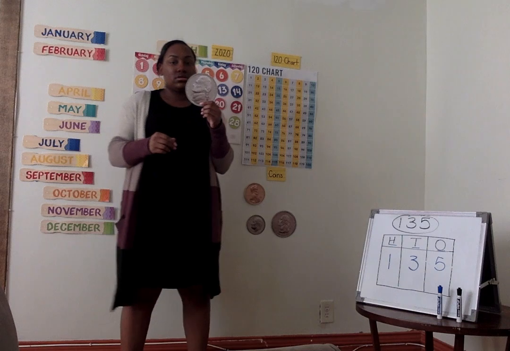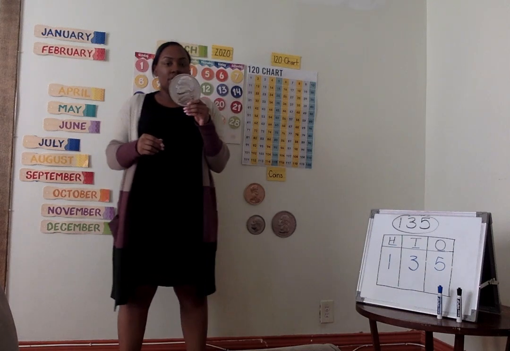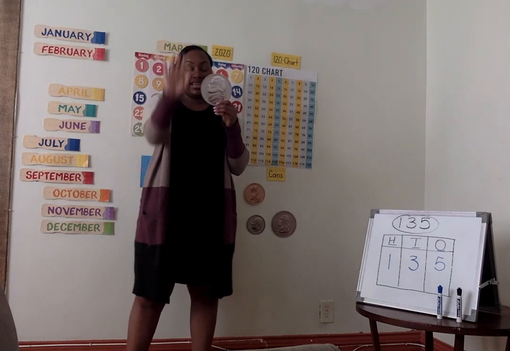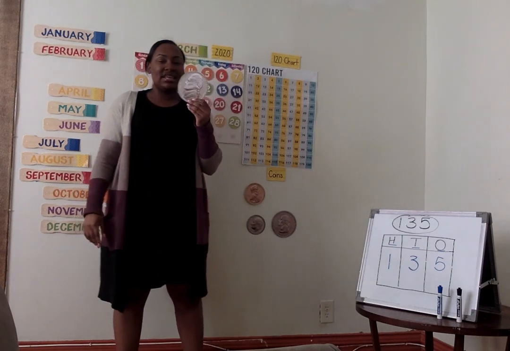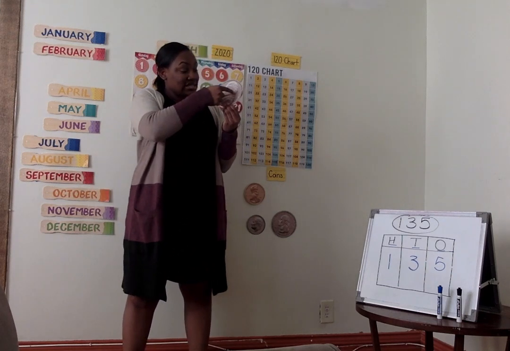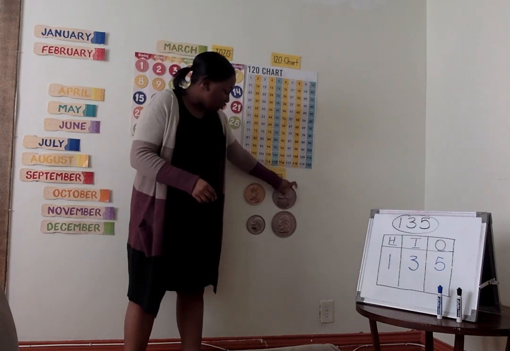What is this called? A nickel, okay. How much is it worth? Show me. It's worth 5 cents. How did you know this was a nickel? Oh, I see. Because he has a braid. Great. 2 more coins.